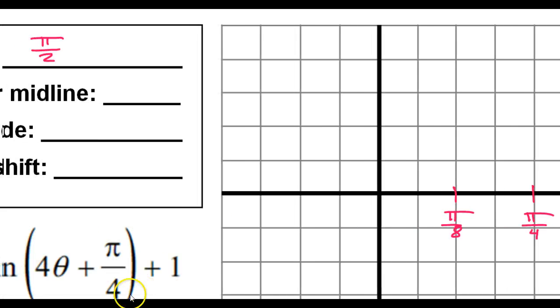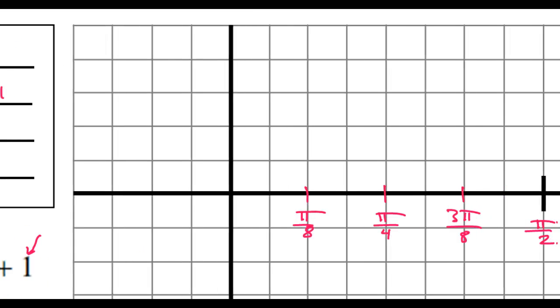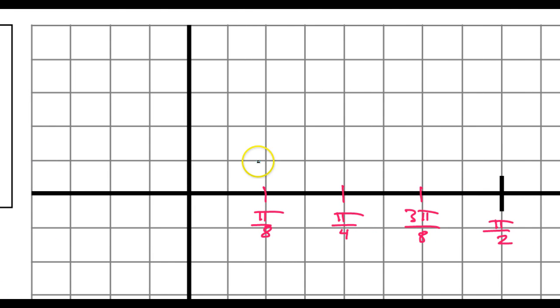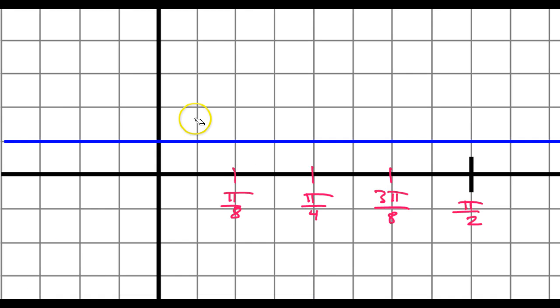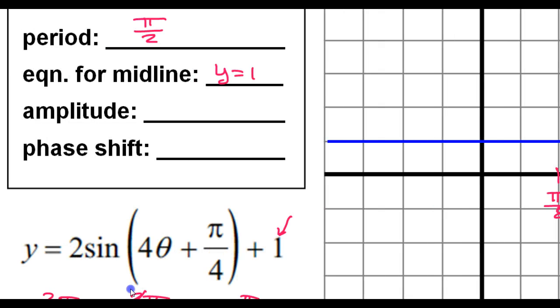Now let's talk about the midline. The midline is going to come from this number right here. So y equals 1 is going to be the midline. So let's go ahead and draw the midline in. Alright, so there's my midline. Now, the amplitude is going to come from this number right here. So the amplitude is 2. I'm dealing with the sine function.